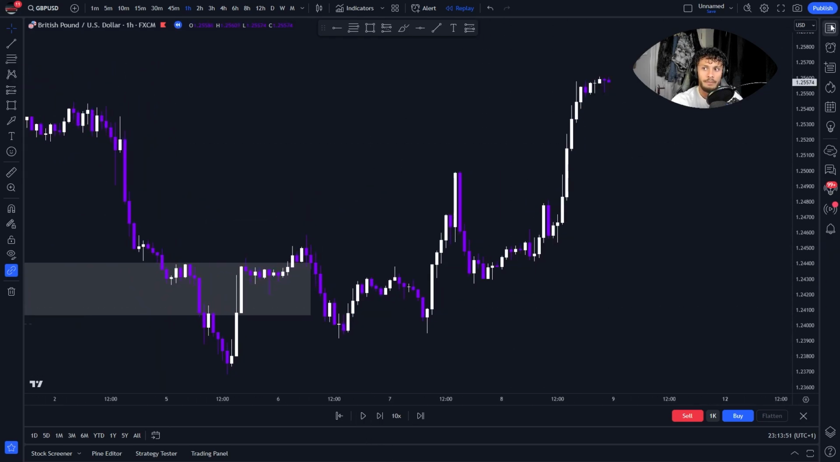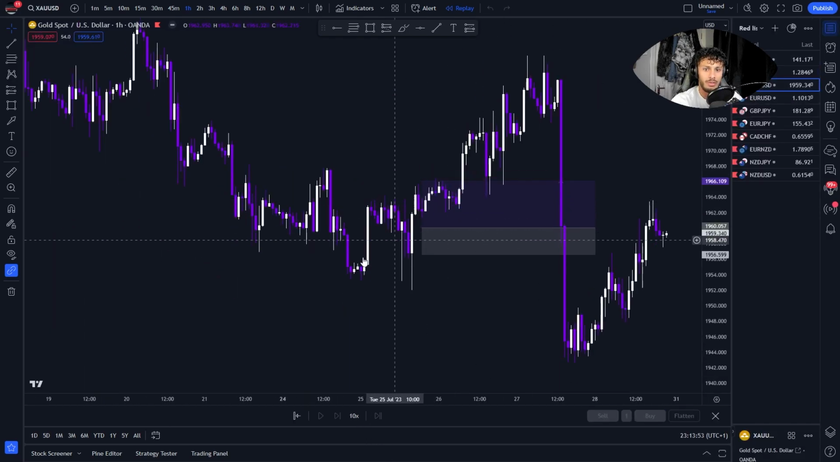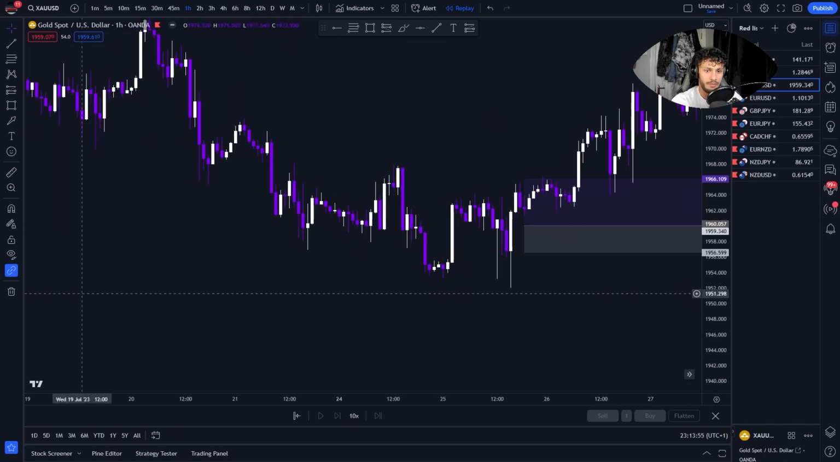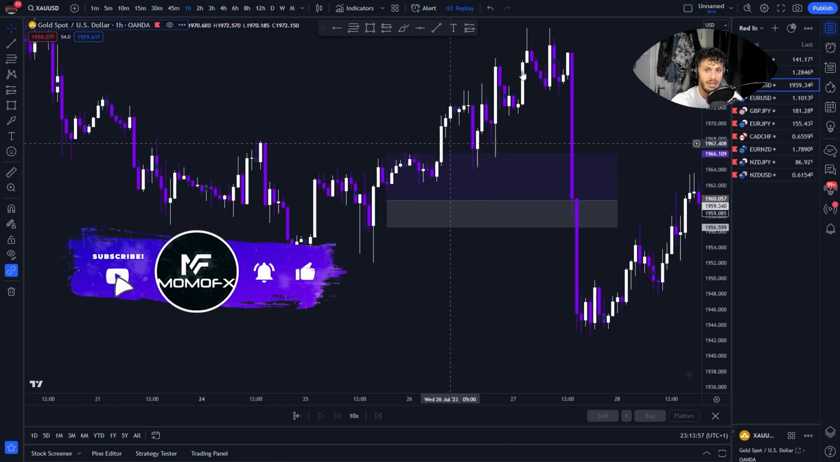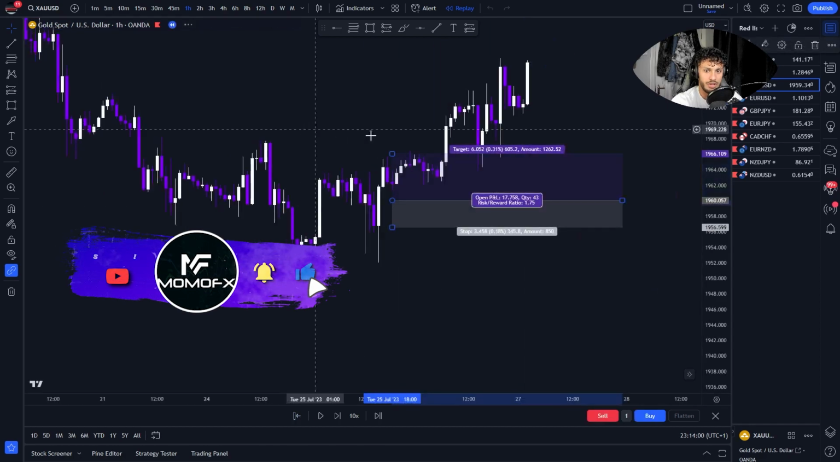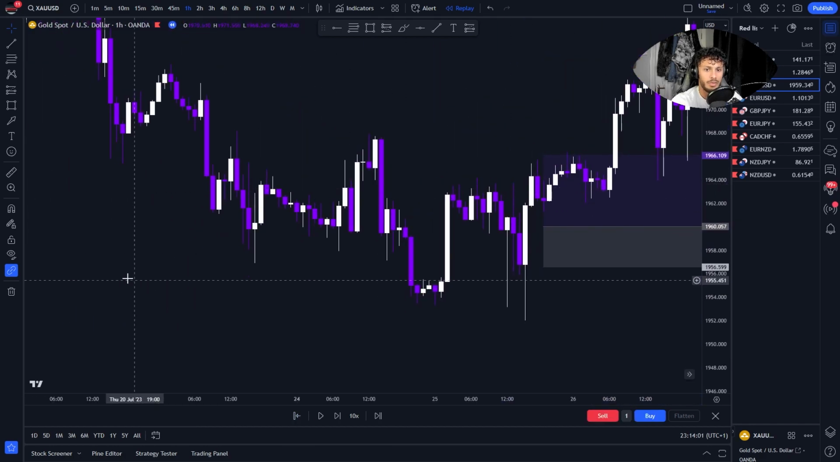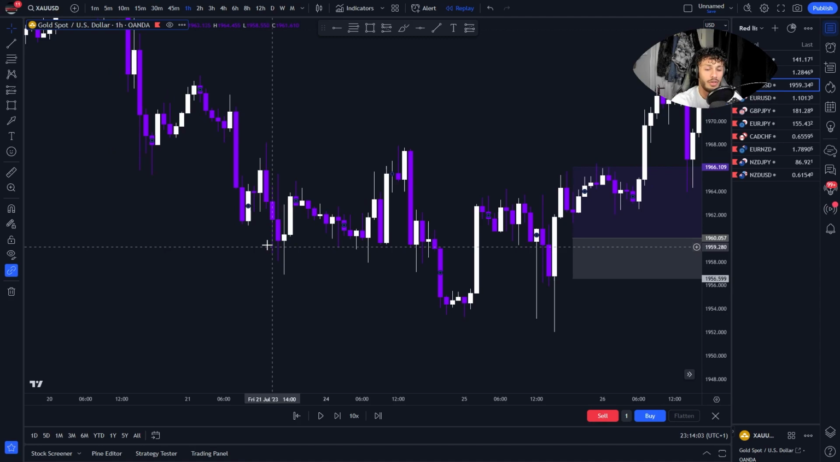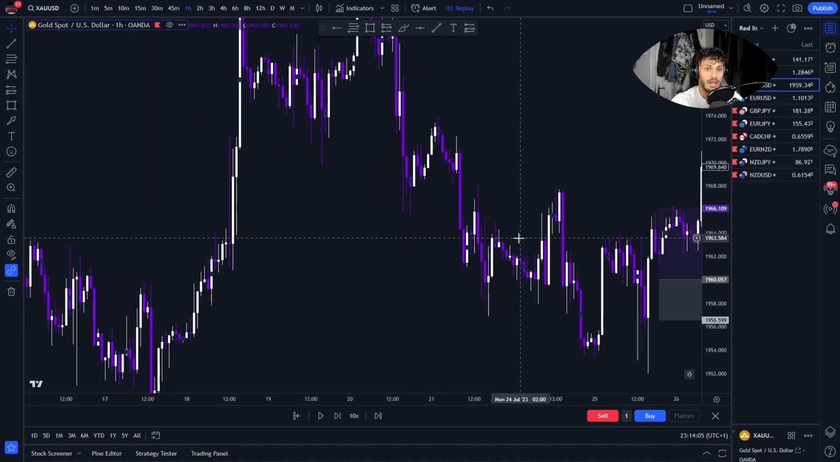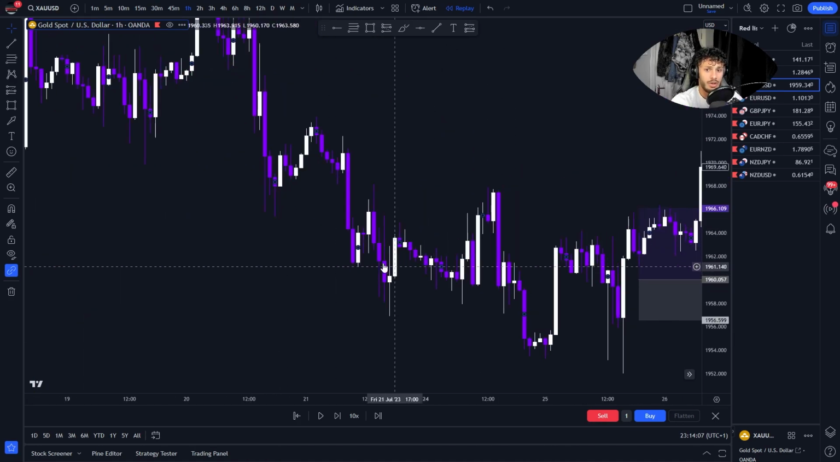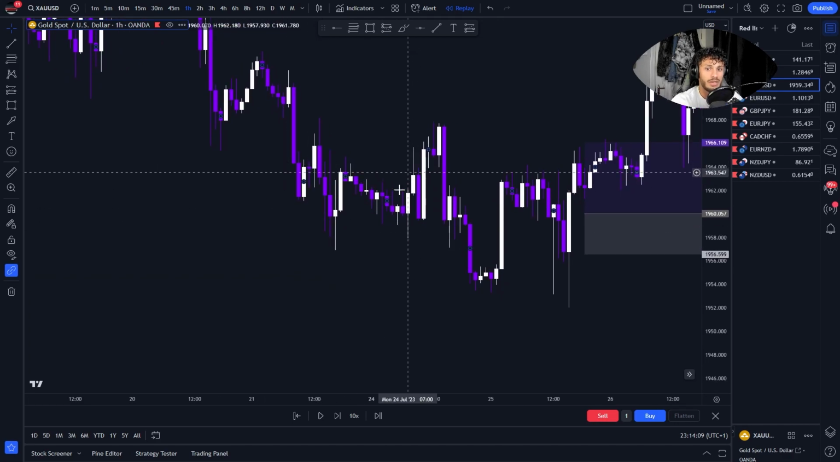Away it goes. We take a look at even gold in the most recent time. Look, before it made this big move up, look at the market structure. Multiple liquidity grabs. Think of all the people that are looking to get in on the setup early. They're all part of the liquidity.